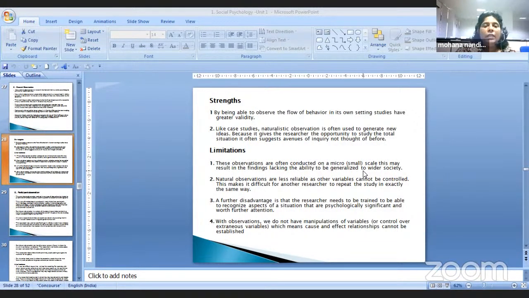And not only that, whenever you start a natural observation, you cannot work with a big sample here. We need a lot of time, and sometimes the other person may object, asking why you are getting into their things. So these things will happen.